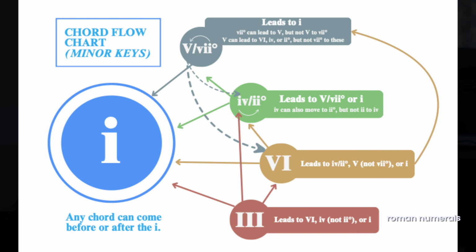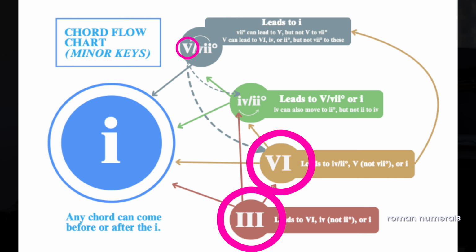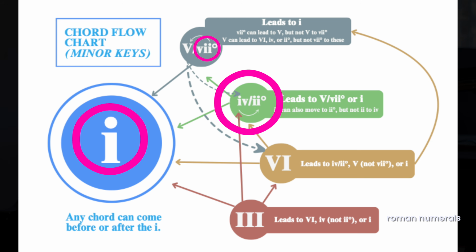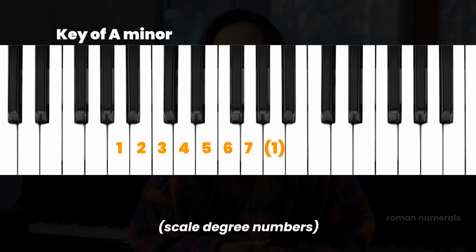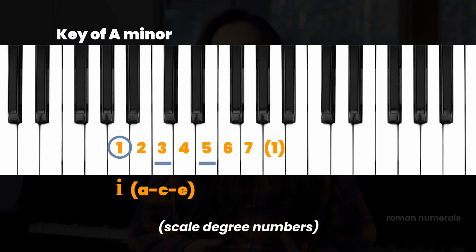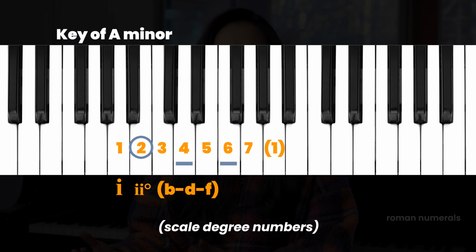This flowchart uses Roman numerals to indicate the chords. When a Roman numeral is uppercase, it's major. When it's lower, it's minor. And they're based on the scale degrees. So a chord built on scale degree 1 is a 1 chord, 2 a 2 chord, and so on.